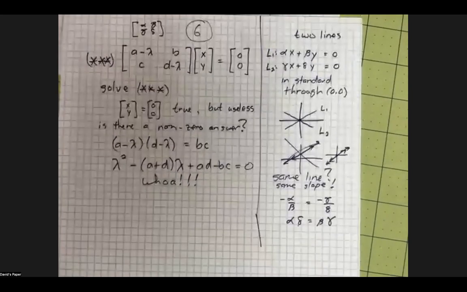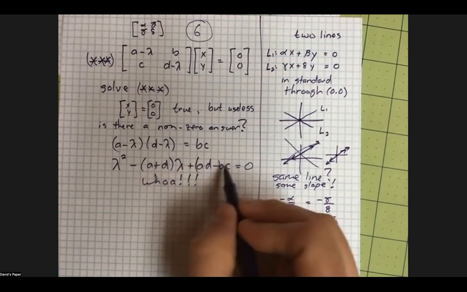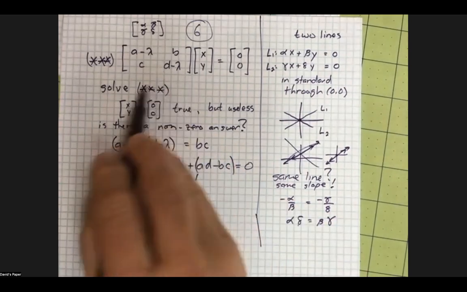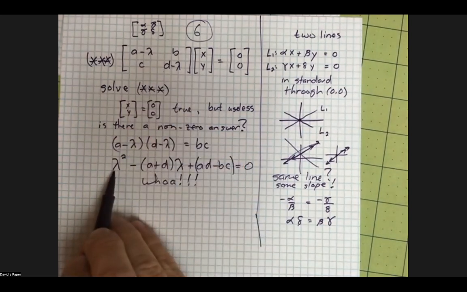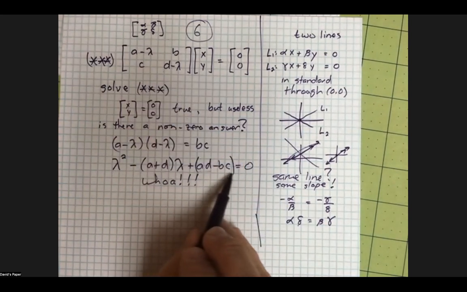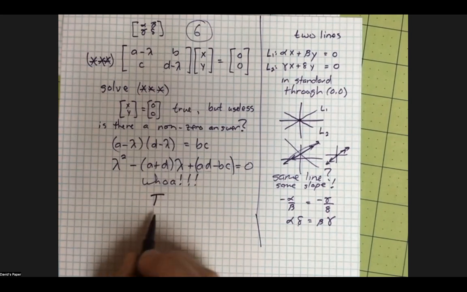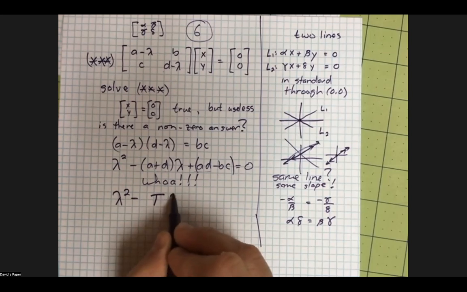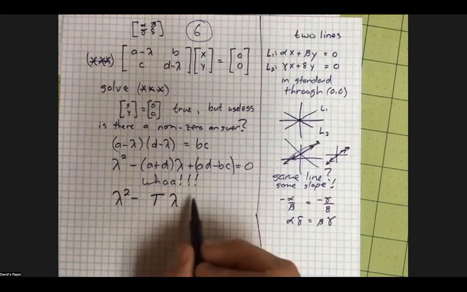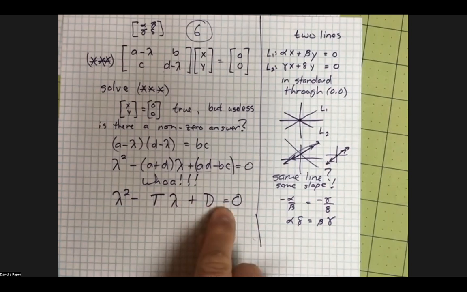And then I get this massive surprise. When can I find non-zero solutions to the system? When I solve this equation. But what is A plus D? It's the trace of the original matrix, A, B, C, D. And what's AD minus BC? It's the determinant of the original matrix.